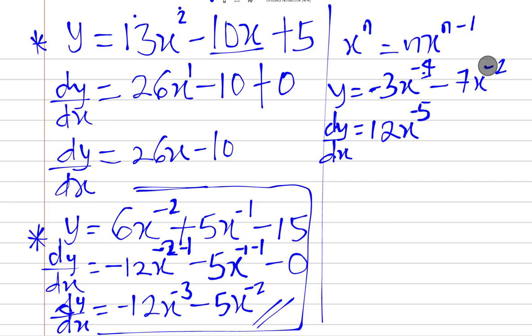Then minus 2 times minus 7, that will give us plus 14. Are you seeing that now? Then x raised to power minus 2 minus 1, that will give you minus 3. So you can see the correct answer there. You can see that all these things are not difficult at all. Are you seeing that now? They are not difficult at all.